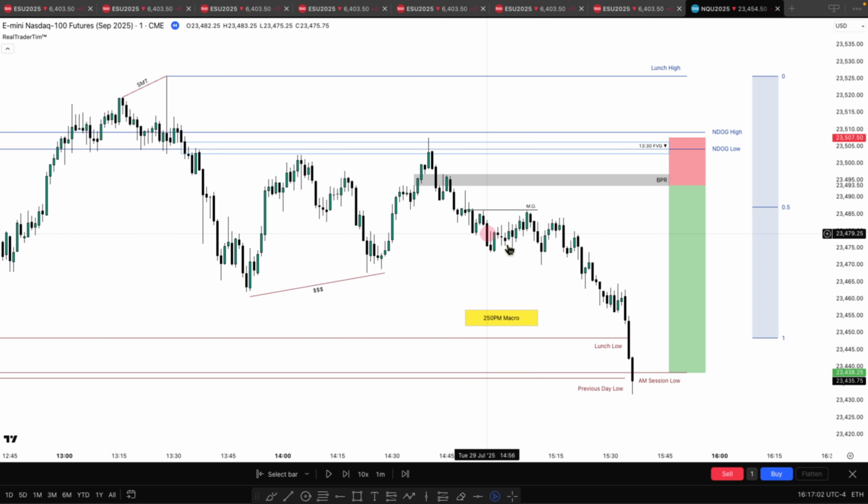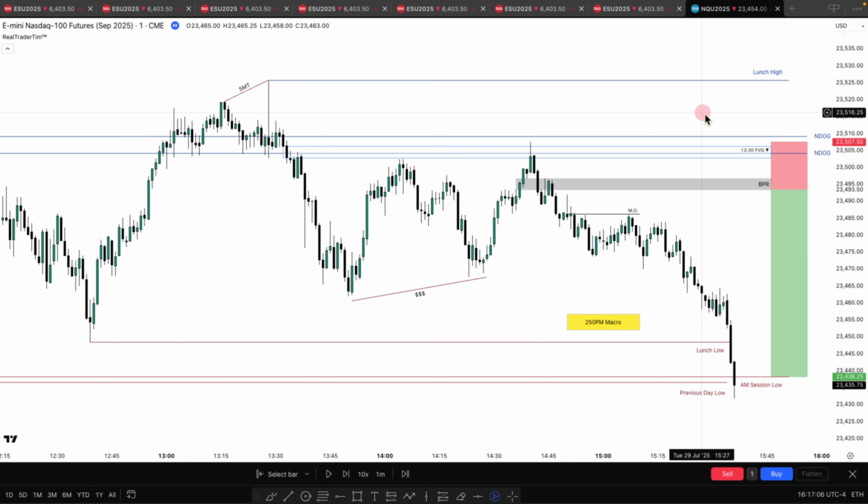So we discussed the session lows, how that is a likely draw, but why is this session high, lunch high, a less likely draw on liquidity, a buy-side draw on liquidity?